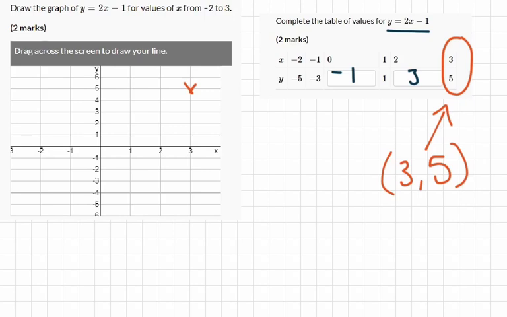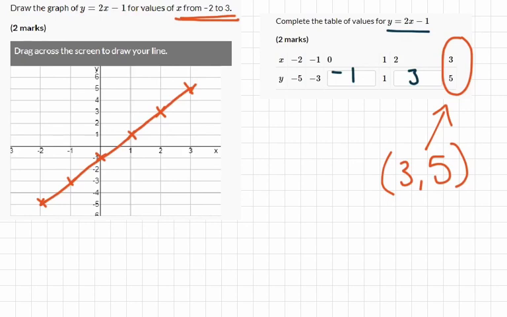Then we've got 2, 3 here. We've got 1, 1 here. We've got 0, -1, -1, -3, and -2, -5. Okay. And then, because it's a straight line graph, you'll use a ruler and you'll join these points up neatly with your ruler like so. And it asked us to draw it from x equals -2 to 3, so we check that we've done that, and we have.